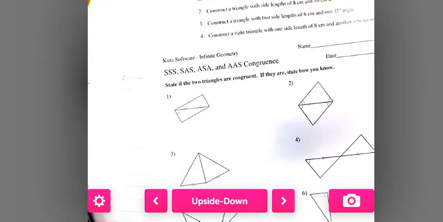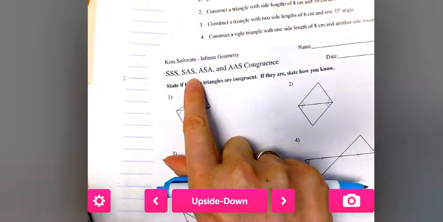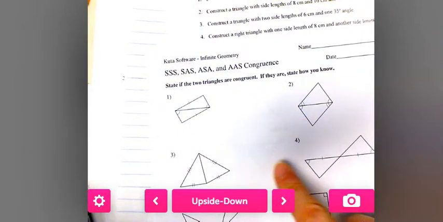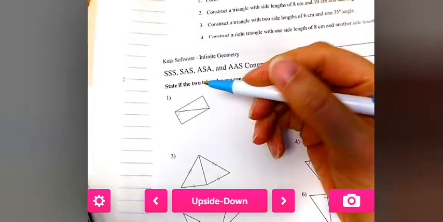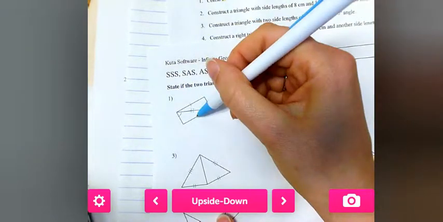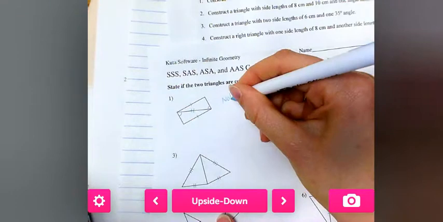Okay. You're going to pick side, side, side, side, angle, side, or angle, angle, side congruency for any of these on the front. For example, number 1, we know these two sides match. So now we have side, side, angle. That's not congruent. So you write not congruent for that. Side, side, angle is not a thing.